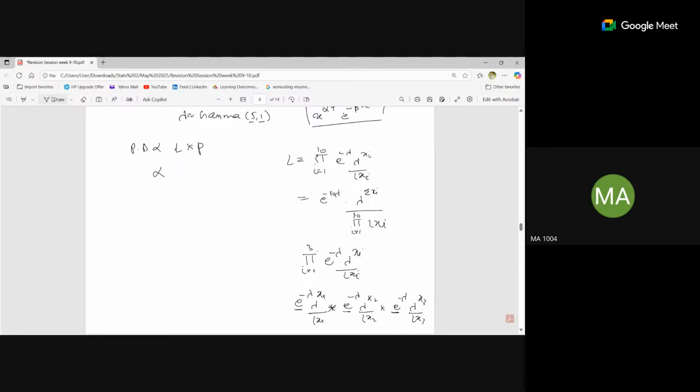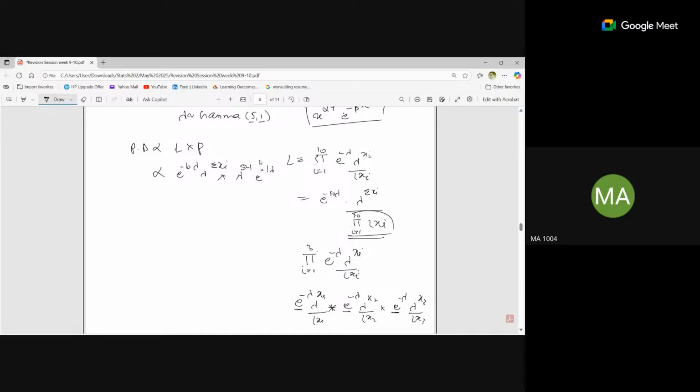So my likelihood would be e raised to the power minus 10 lambda, lambda raised to the power summation of xi. I'm not writing out the factorial term because it is a constant value, not depending upon the parameter. Now what is my prior? The gamma distribution. So p of lambda is lambda raised to the power alpha minus 1, which is 5 minus 1, and e raised to the power minus beta, which is 1, into lambda. Is this step clear, Anukriti?